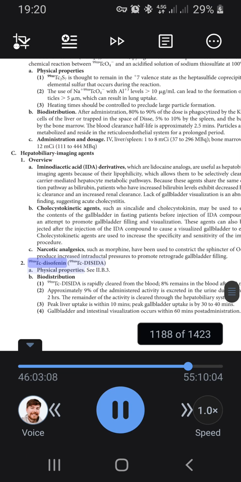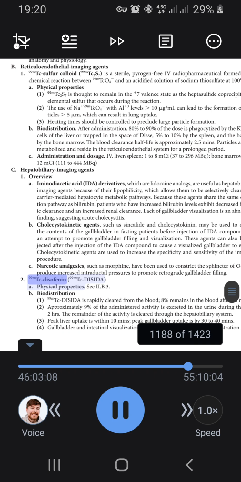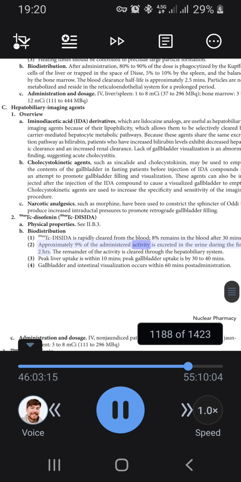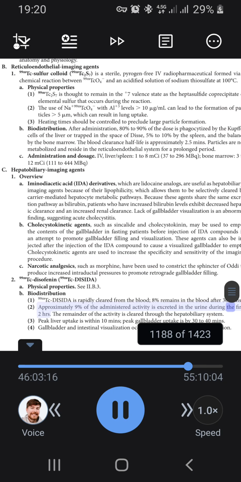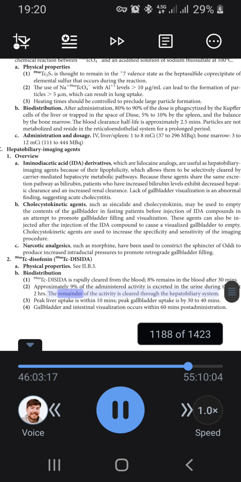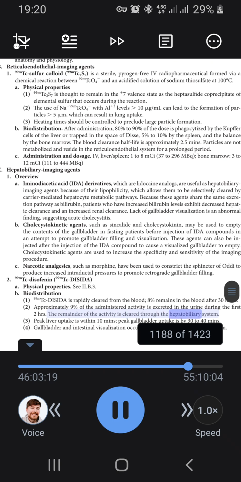2. 99mTc disofenin, 99mTc DISIDA. A. Physical properties. B. Biodistribution. 1. 99mTc DISIDA is rapidly cleared from the blood. 8% remains in the blood after 30 mins. 2. Approximately 9% of the administered activity is excreted in the urine during the first 2 hours. The remainder of the activity is cleared through the hepatobiliary system.